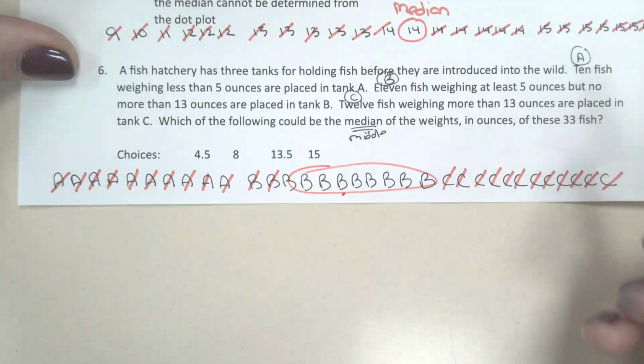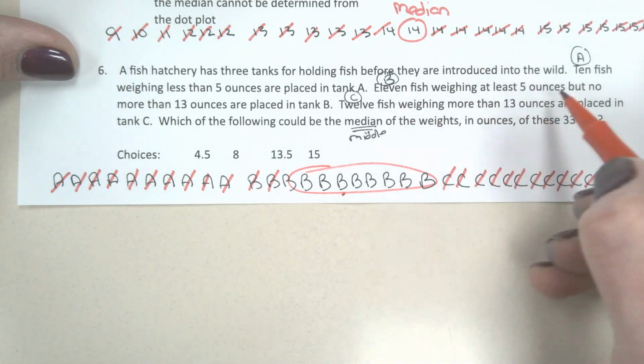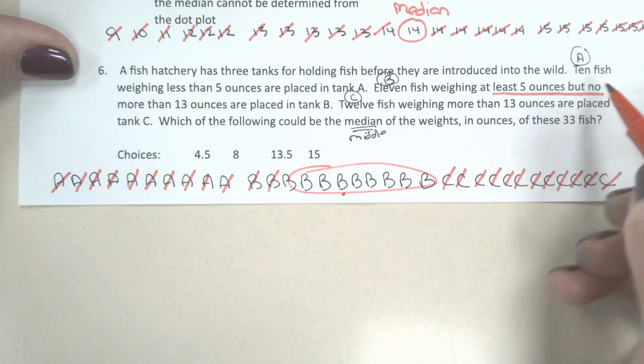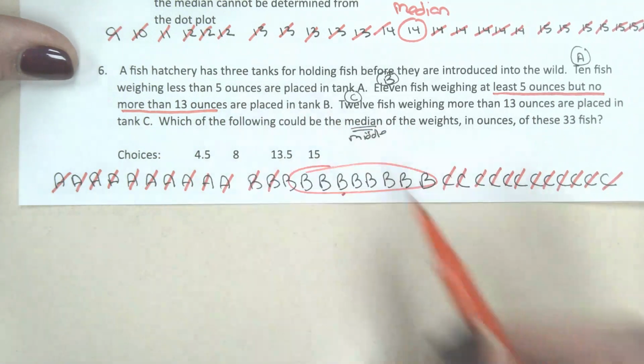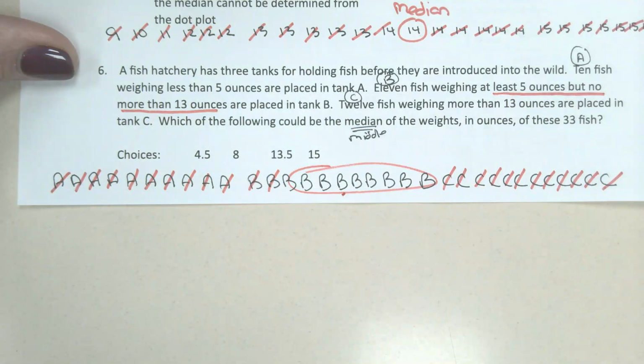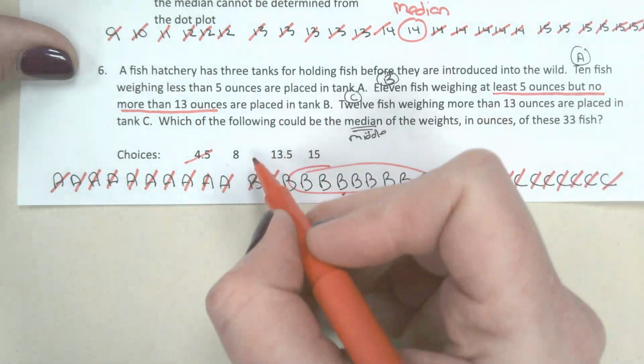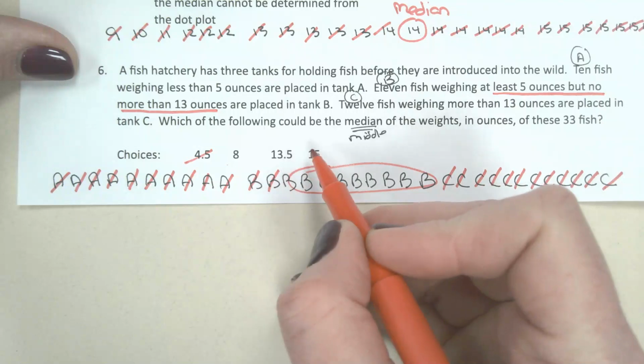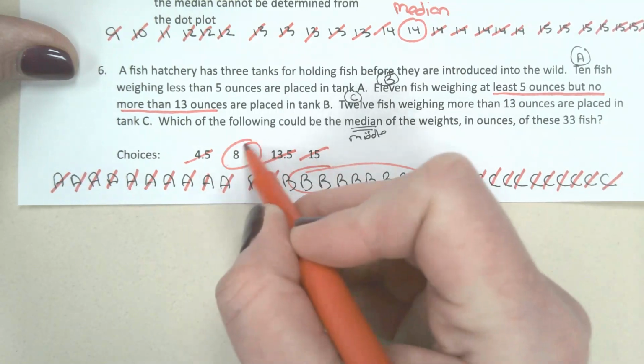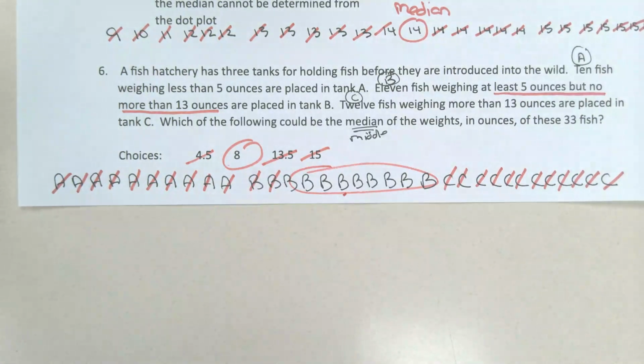And so if you look here, the fish in tank B weighed at least 5, but no more than 13. So can't be 4.5 because that's not at least 5. 8, yep, could be. 13.5, nope. 15, nope. 8 is the good final answer on that one.